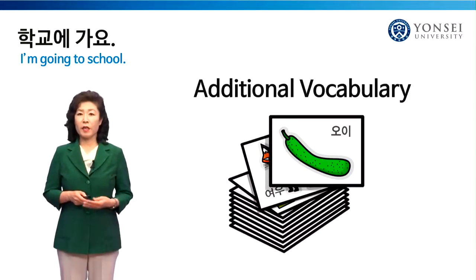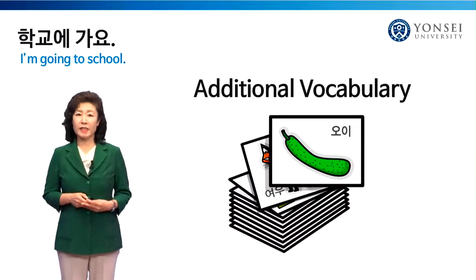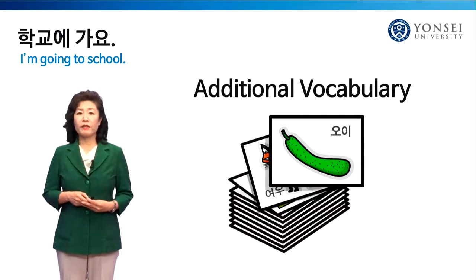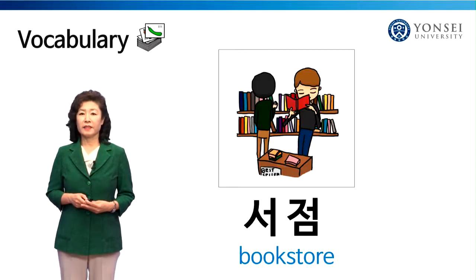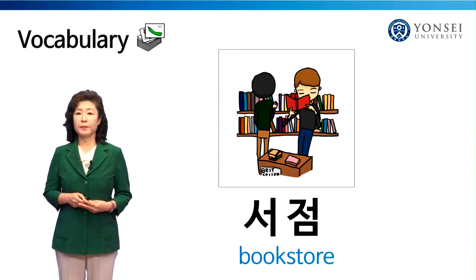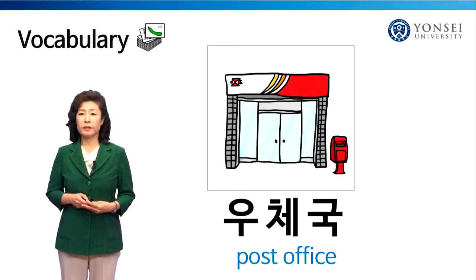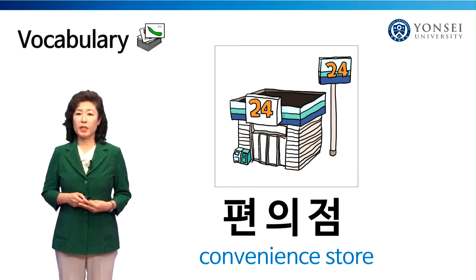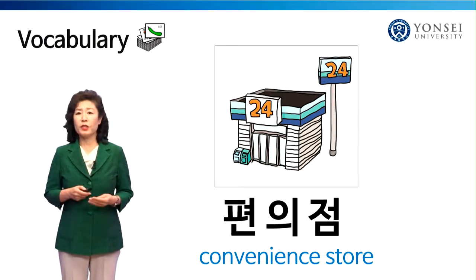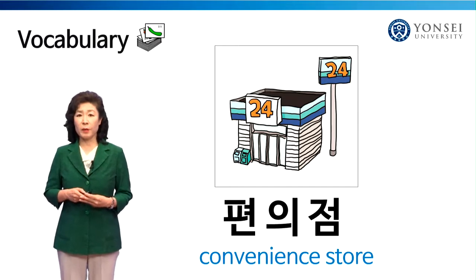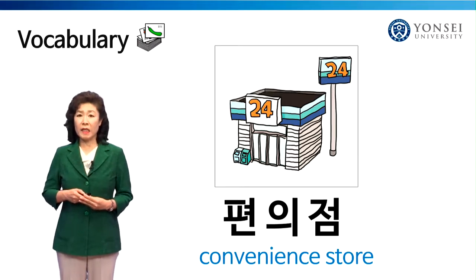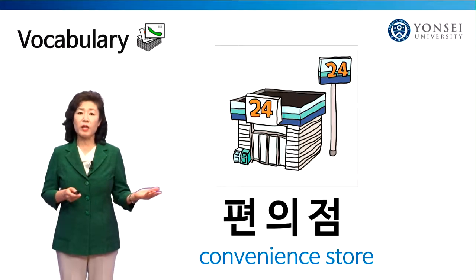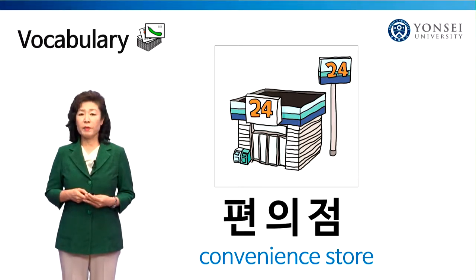Shall we take a look at a couple more words describing places? Practice on your own using the following vocabulary. 극장, 서점, 우체국, 편의점. Please pay attention to the pronunciation of the word 편의점. The second syllable 의 is pronounced like E instead of 의, which is a little bit hard to pronounce. So easily pronounce 편의점. Repeat, 편의점.